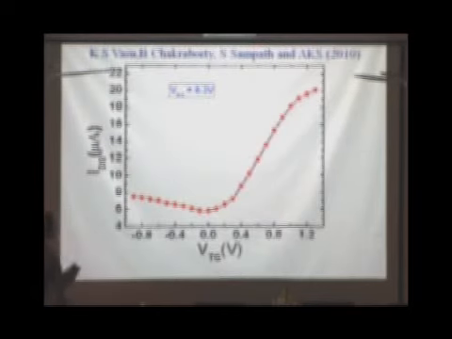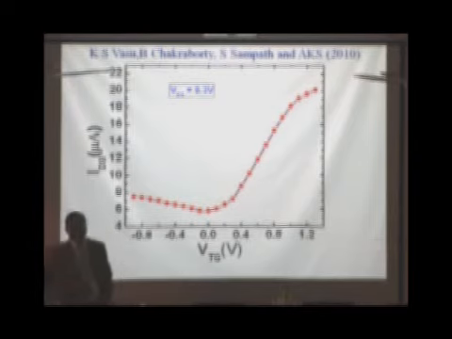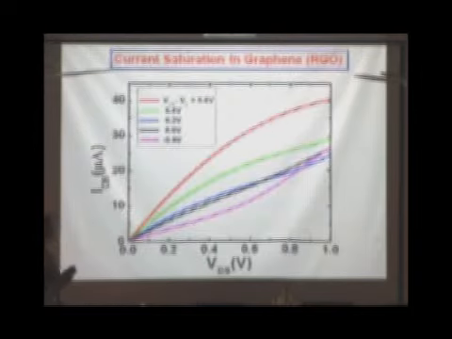And sure enough, when we vary the gate voltage, it shows hole doping and electron doping. Again, you can use these devices for sensor applications and for understanding the physics. So now you can make this device from chemically produced graphene, and you can make them in huge quantities at a very low cost. There are some features here which I will not discuss.